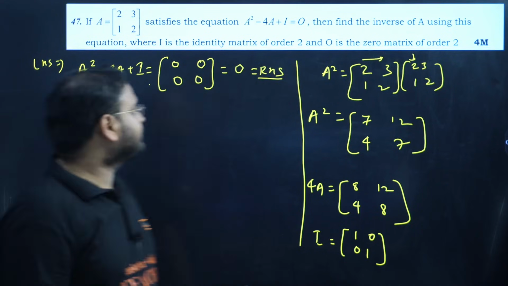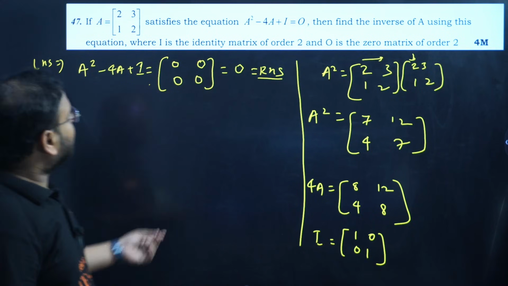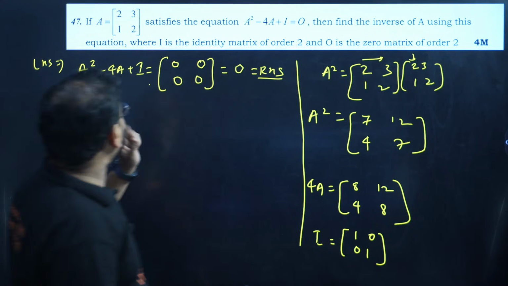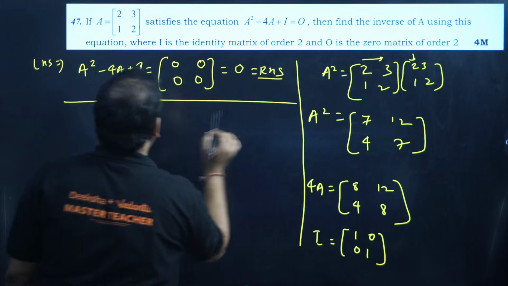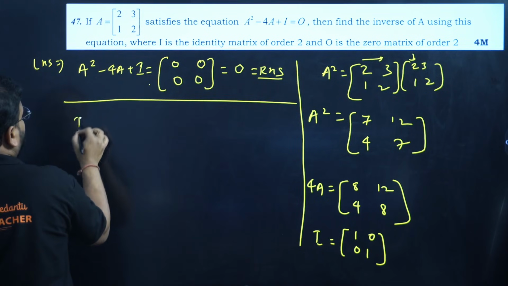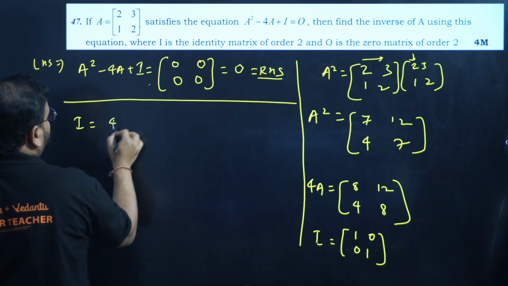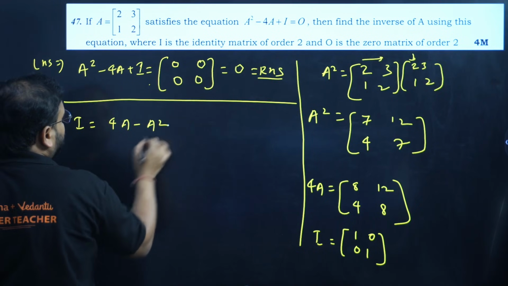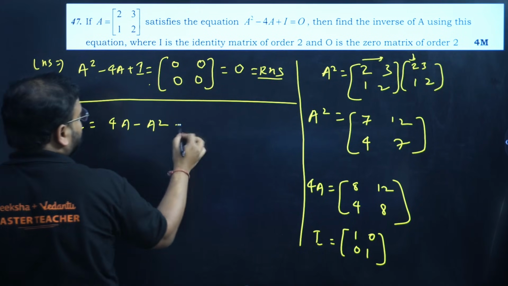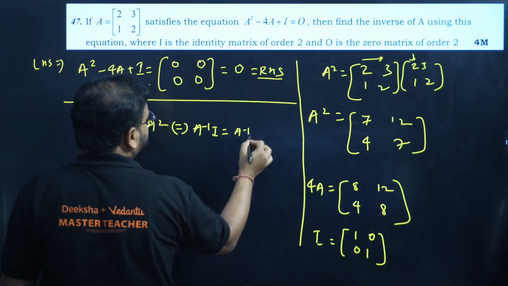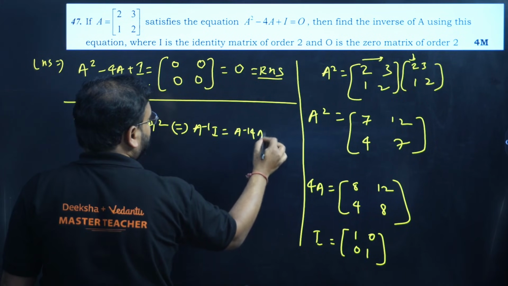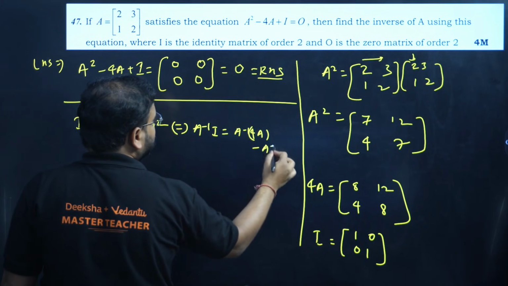The next part. Find the inverse. So in this, I'll keep I over here and move everything to the other side: 4A minus A square. Everything in this you multiply with A inverse, you'll get A inverse into I equals A inverse into 4A minus A inverse into A square.